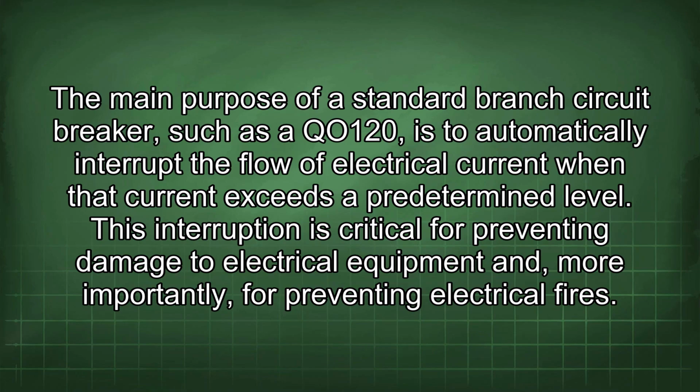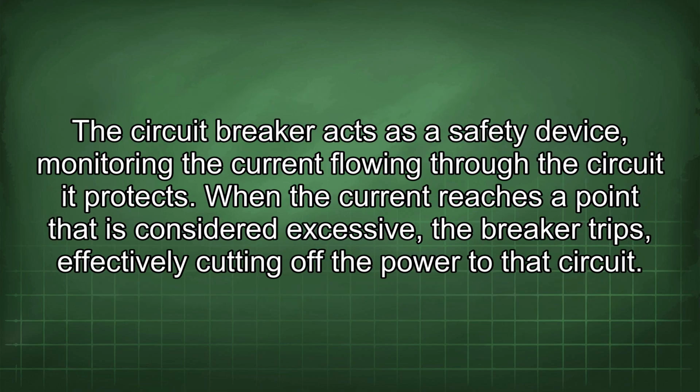The main purpose of a standard branch circuit breaker, such as a Q120, is to automatically interrupt the flow of electrical current when that current exceeds a predetermined level. This interruption is critical for preventing damage to electrical equipment and, more importantly, for preventing electrical fires. The circuit breaker acts as a safety device, monitoring the current flowing through the circuit it protects.